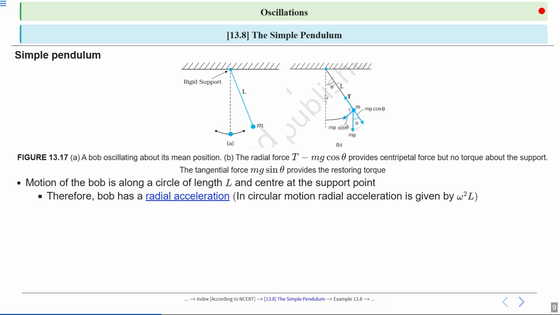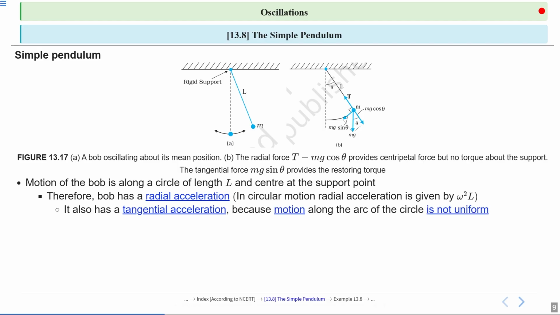So in circular motion, radial acceleration points towards the center of the circle and is given by omega squared times L, where omega is the angular velocity in radians per second and capital L is the length in meters. But that's not the whole story. The bob also has tangential acceleration. This happens because its speed along the arc is not constant. It speeds up and slows down as it swings. Tangential acceleration acts along the direction of motion.